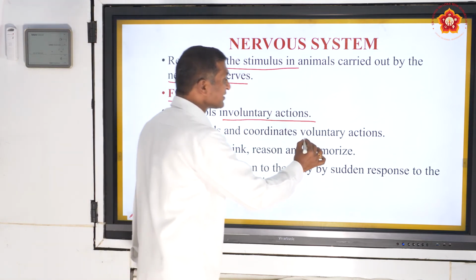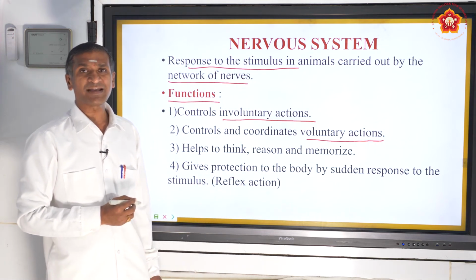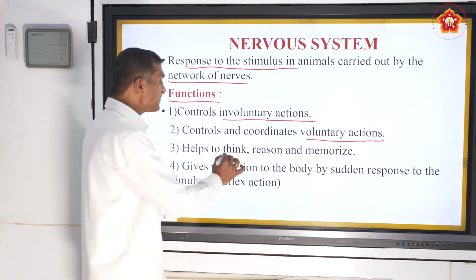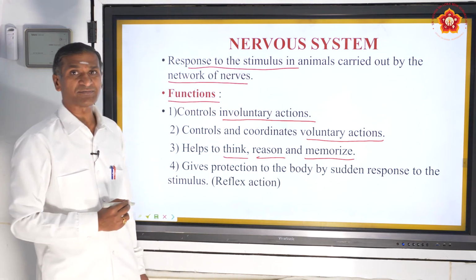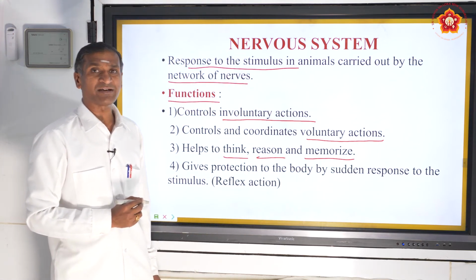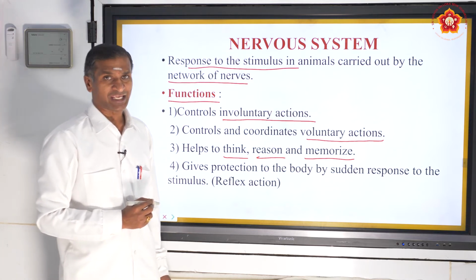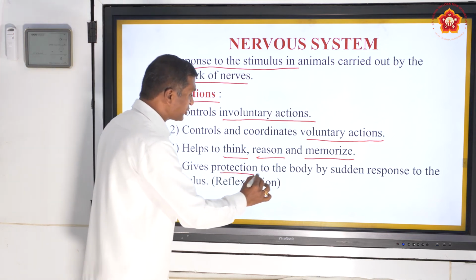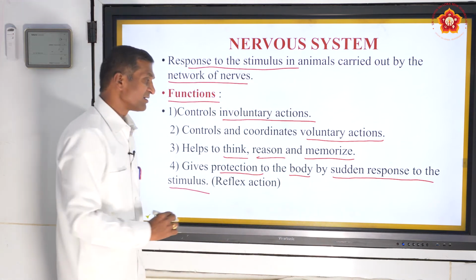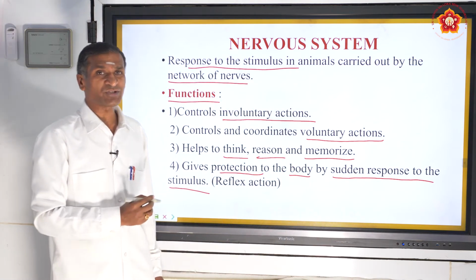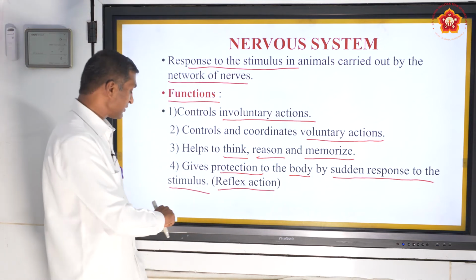Controls and coordinates the voluntary actions which are under our control, like hands and leg muscles. Helps to think, to reason and memorize. A well-developed and healthy nervous system keeps the body well fit. Gives protection to the body by sudden response to stimulus, which we call reflex action. In further classes, we will be studying about that.